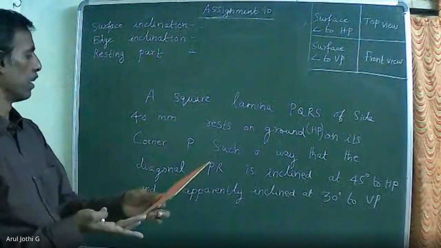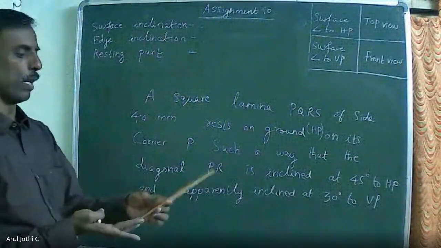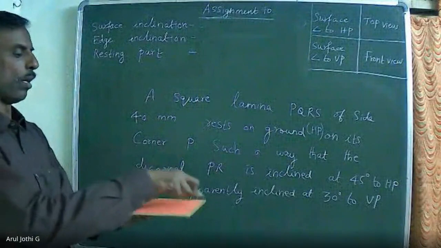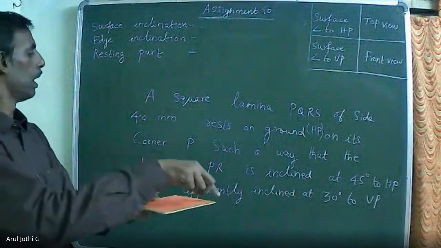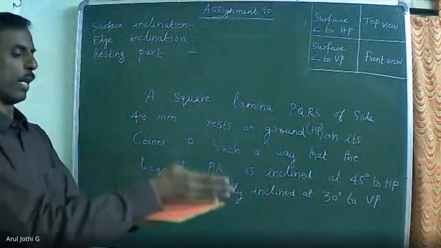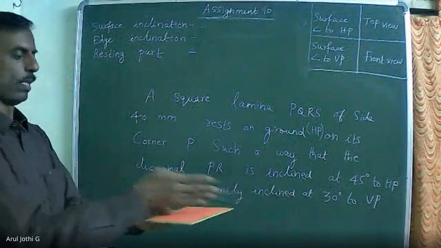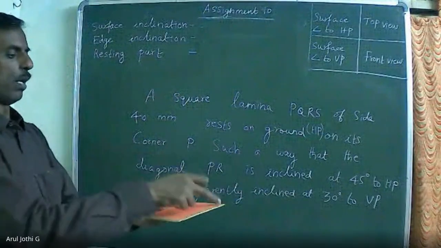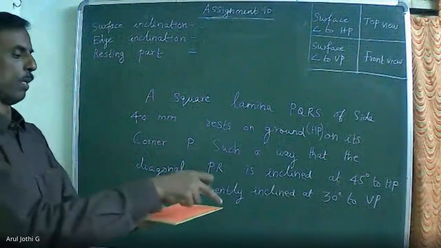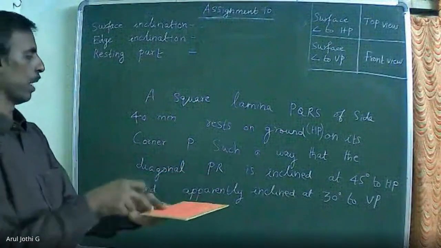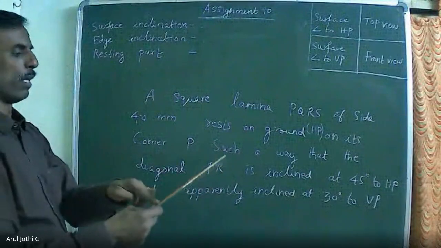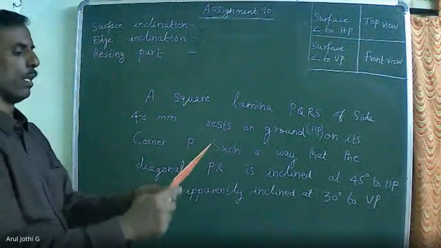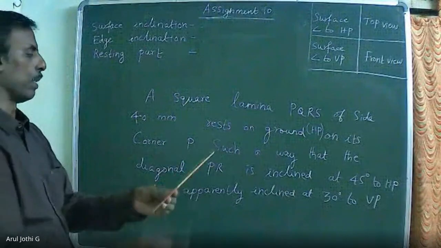Such that diagonal PR, the line joining P and R, this is your diagonal PR of the square PQRS. So diagonal PR is inclined 45 degree to HP. That means the surface is inclined to HP.